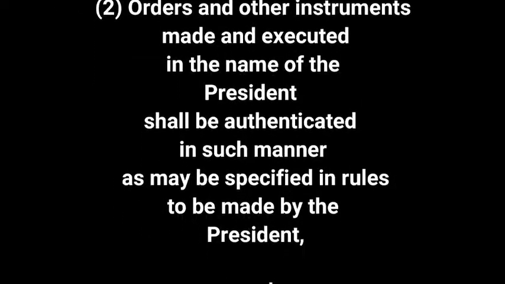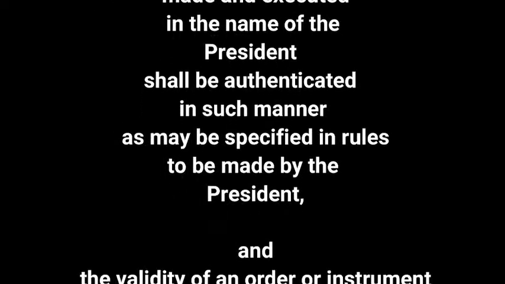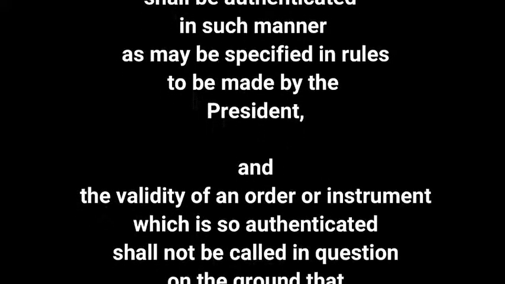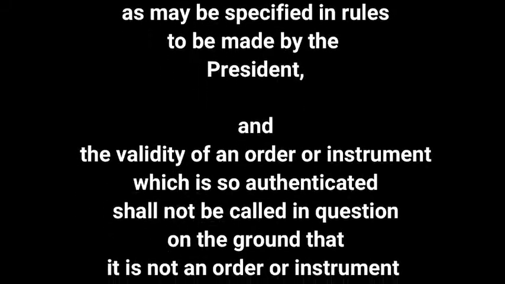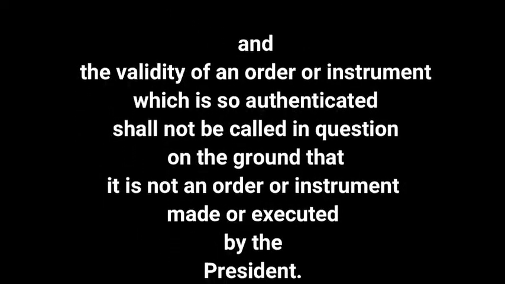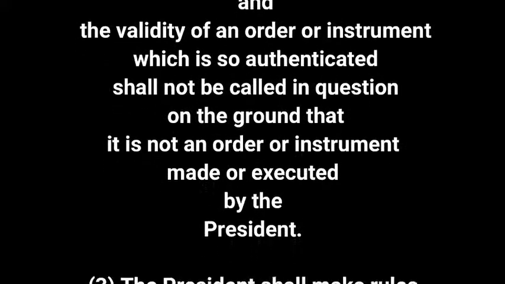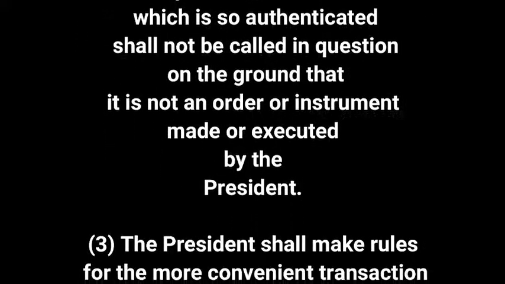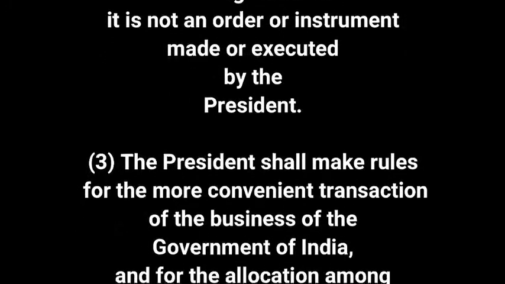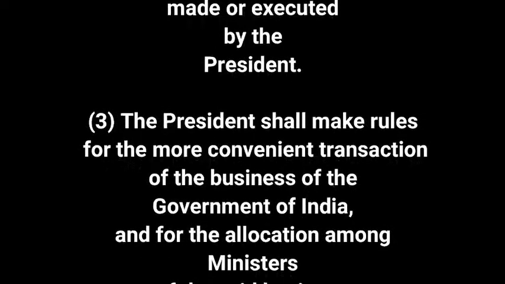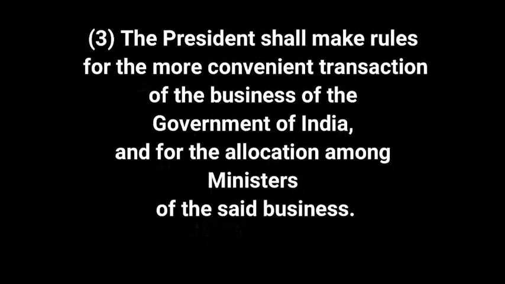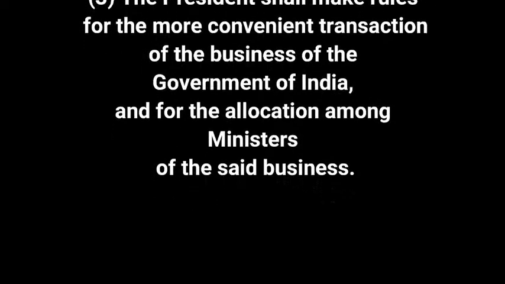2. Orders, and other instruments, made, and executed, in the name of the President, shall be authenticated in such manner, as may be specified in rules to be made by the President. And, the validity of an order, or instrument, which is so authenticated, shall not be called in question, on the ground that it is not an order, or instrument made or executed, by the President. 3. The President shall make rules for the more convenient transaction of the business of the Government of India, and for the allocation among ministers of the said business.